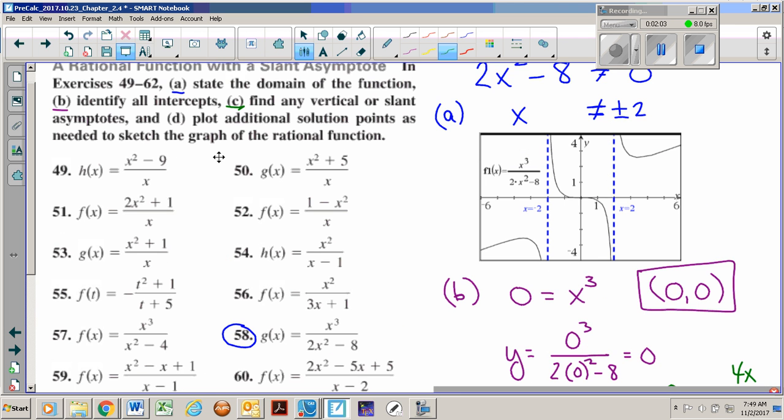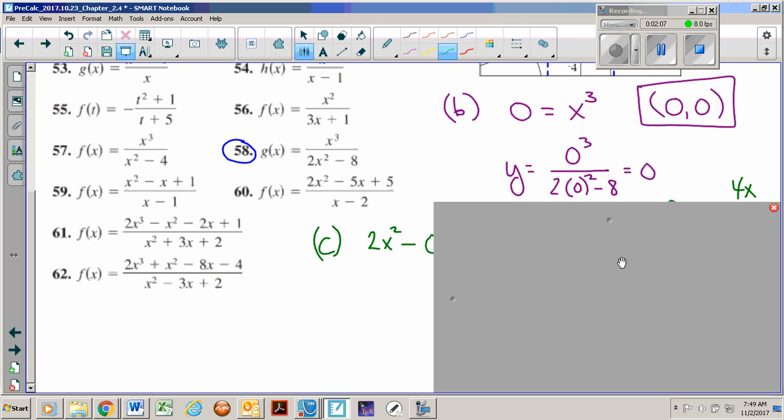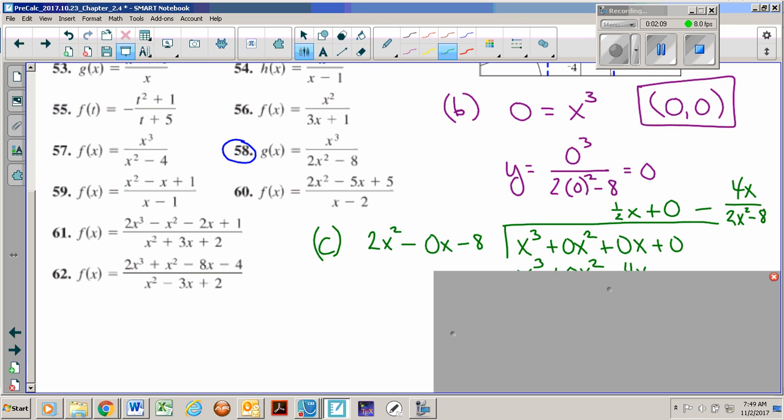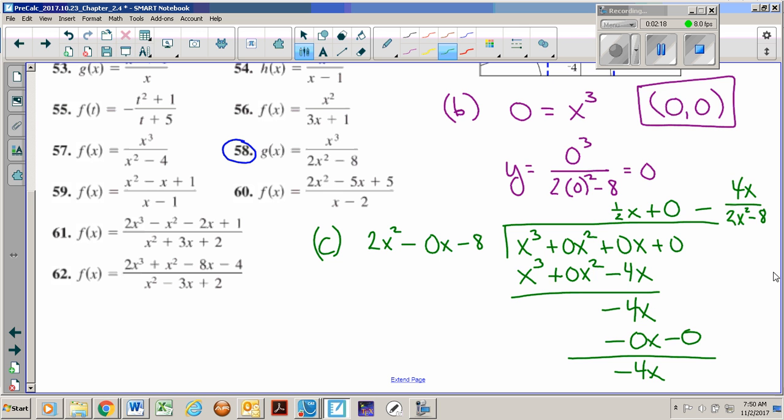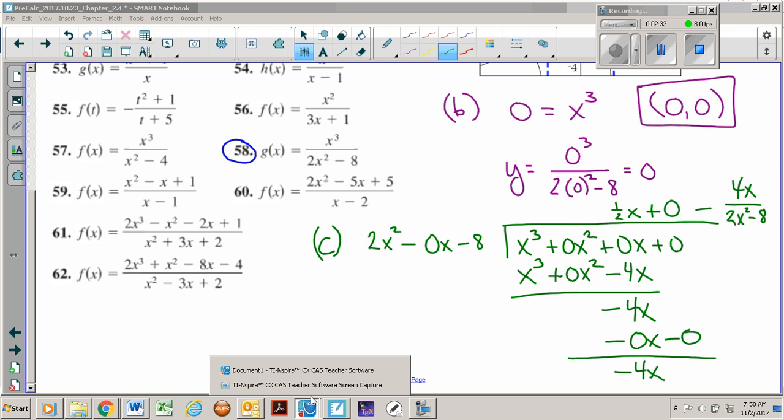So part C is sort of the point of the video. How do I find the equation for the slant asymptote? This one, because number 58 has a third degree polynomial on the top and a second degree on the bottom, I'm going to have to do polynomial long division, which I've done here. And I got a quotient of 1/2 x plus 0, remainder of 4x. So this is the part that I am most interested in. This will be the equation. Y equals 1/2 x will be the equation for the slant asymptote.